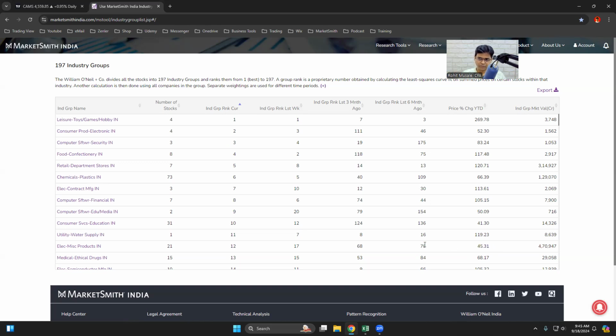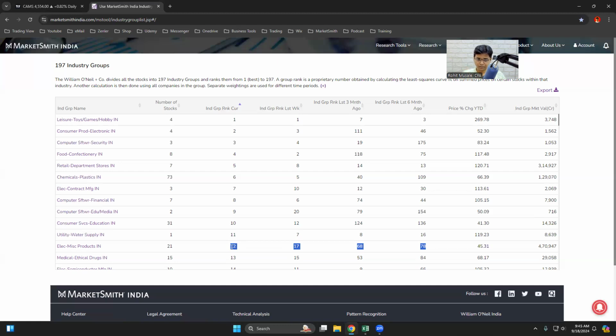See, 6 months ago, the rank was 78. Now it is 12. So 78 went to 68 3 months ago, 68 went to 17 last week, and now it is 12. So this is called an improving industry rank. So if I find a stock which is fundamentally and technically sound with a proper consolidation or a basing pattern, if that stock displays improving strength in industry group, I'm going to be very excited about that particular stock.